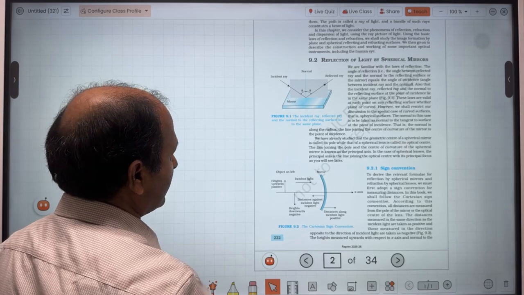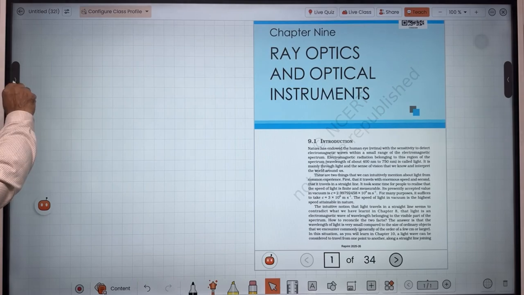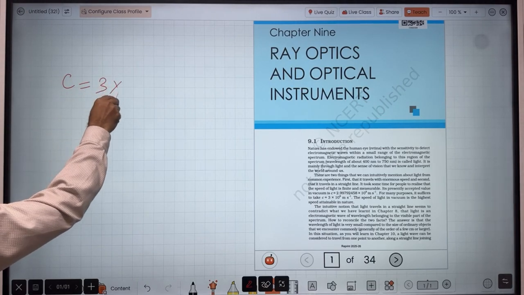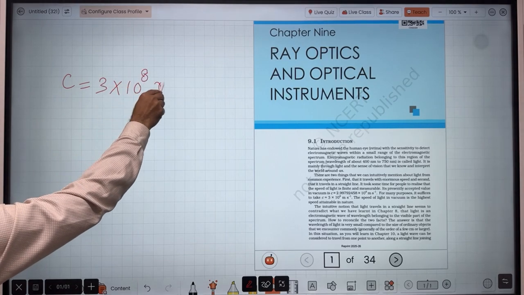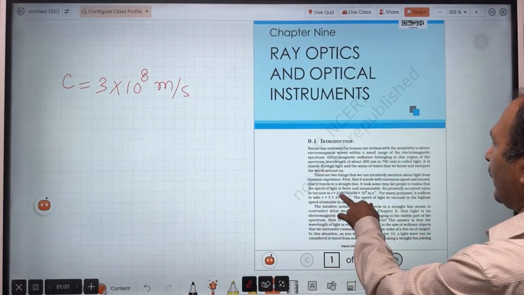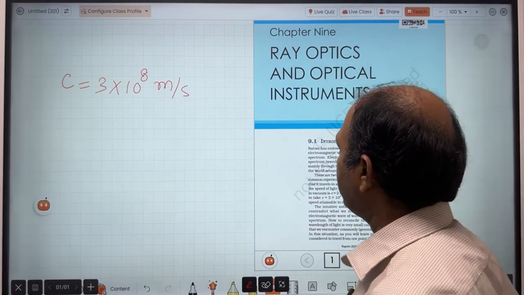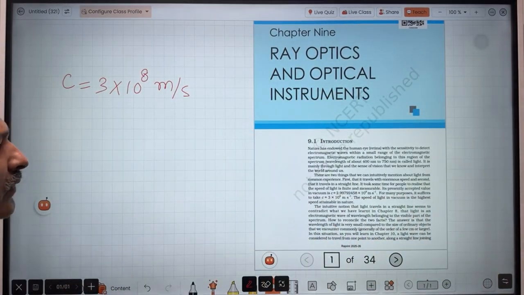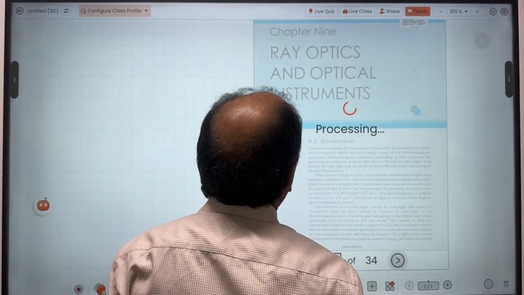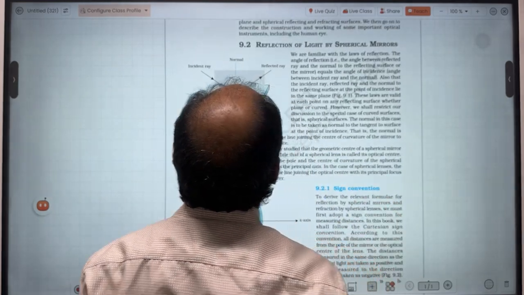So here we have already studied the basics of electromagnetic waves, like the speed of electromagnetic waves is given by c equal to 3 into 10 to the power 8 meter per second, and its precise value is 2.99792 into 10 power 8 meter per second. But we generally take this value for the ease of calculation. Now we are going to see the basics of light.